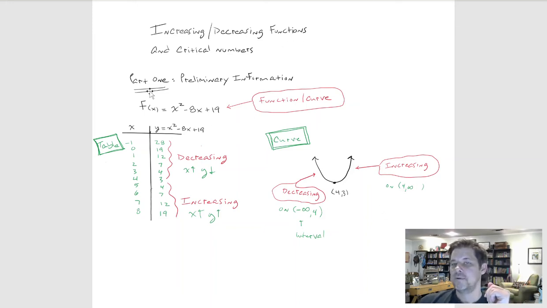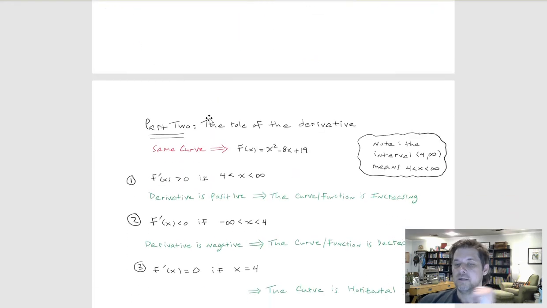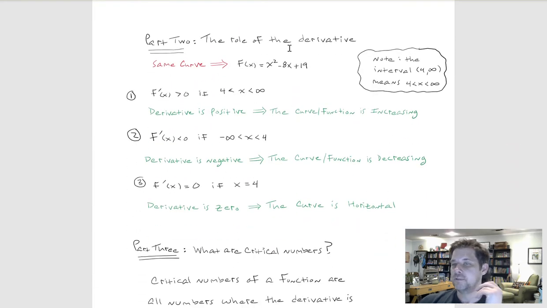Now that's part one. That's just preliminary information on what decreasing and increasing mean. So part two: what role does the derivative play in this? In our last test, for all that material, we learned how to calculate the derivative of a function.